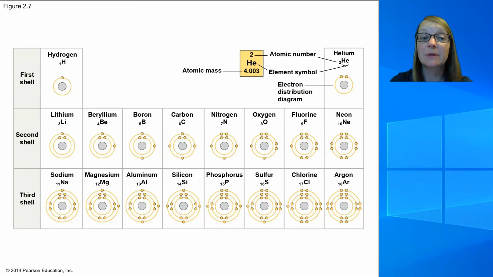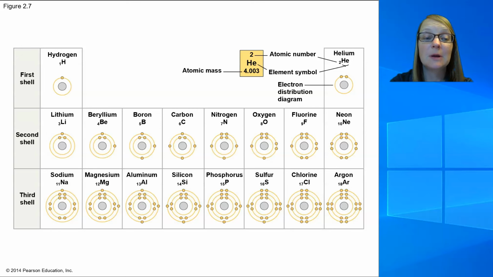Okay, so to continue our discussion of electrons of different atoms, we're looking here at the electron distribution diagrams for elements in the first 3 rows of the periodic table. So we talked about how hydrogen has 1 proton, 1 electron to be neutral. Helium, 2 protons, 2 electrons, again, to be neutral, and so on and so forth.